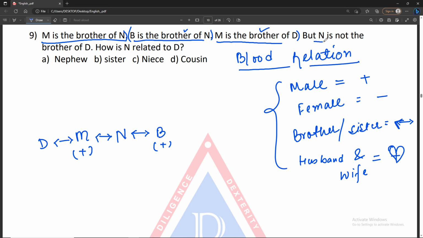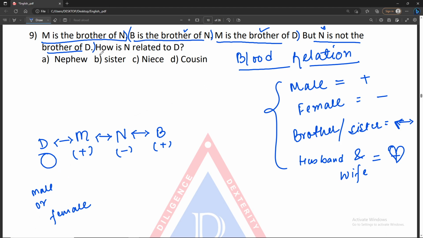But N is not the brother of D. That means N is not the brother. If it is not the brother, then it means it's the sister. N is the sister of M, B and D. But we don't know what is M. Is it a male or female? We don't know because it's not given.